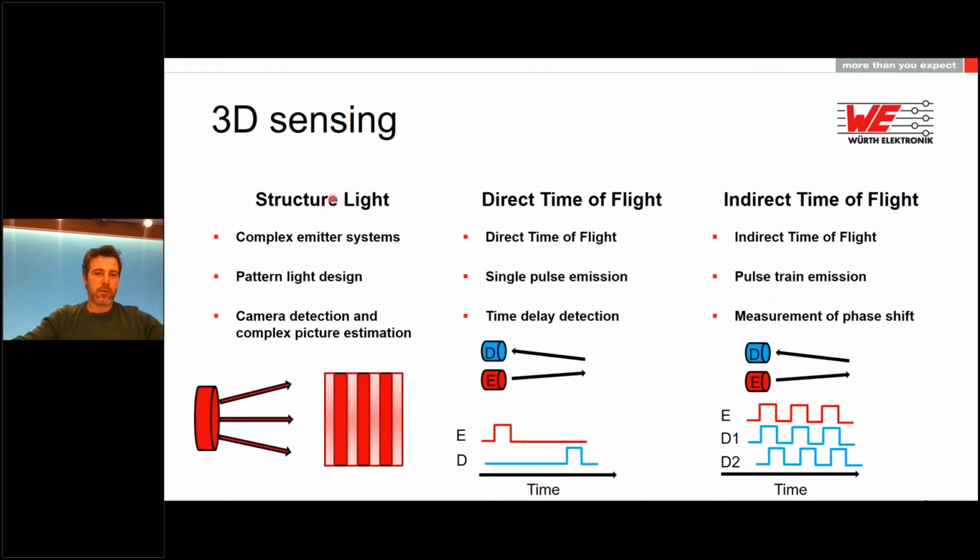The first one is called structured light modeling. It uses a complex emitter system that emits a patterned light design. When this pattern is illuminated on a surface, depending on the surface we can have different changes in the pattern. Then, using a camera, we can detect the pattern, and through a complex computation we can estimate the 3D form of the objects surrounding us.